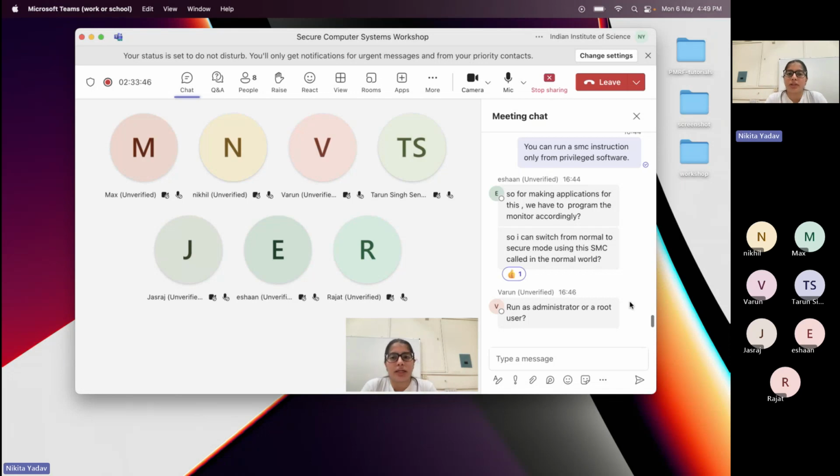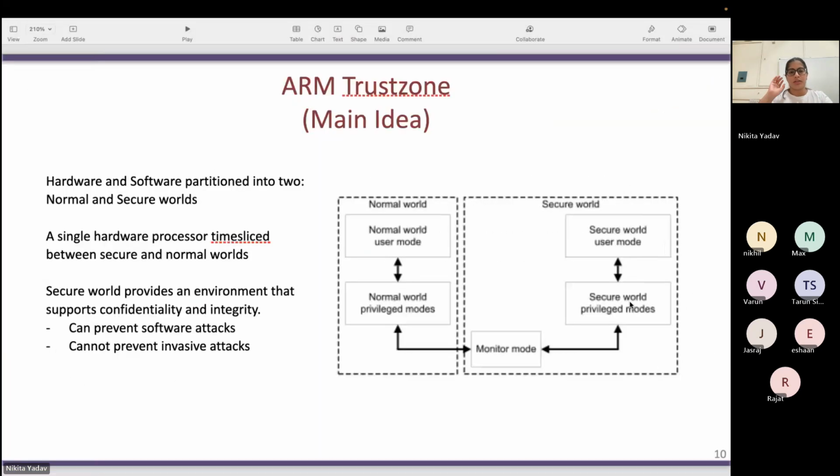For that, you have to look at the SMC calling convention. That's a bit more detail, but the point to note here is that if you want to switch from normal world to the secure world and vice versa, the same is true even for this side. The trusted applications here cannot make an SMC directly. They have to ask the OS.